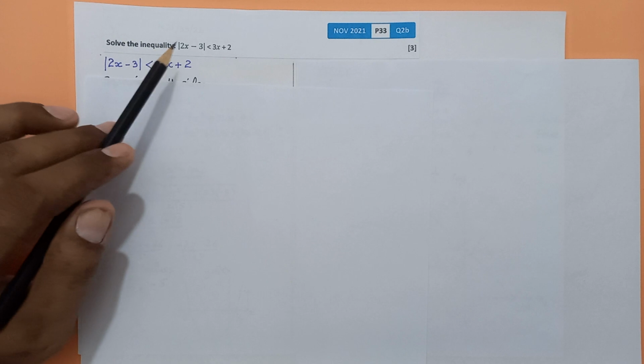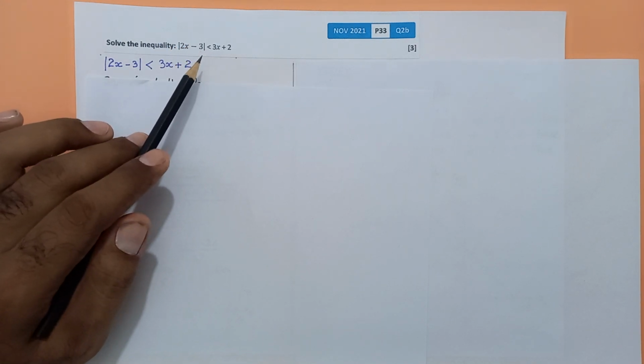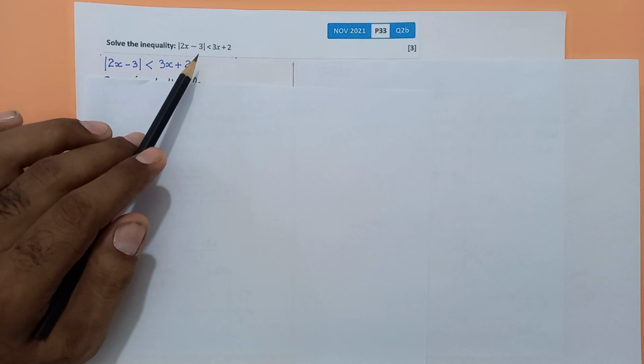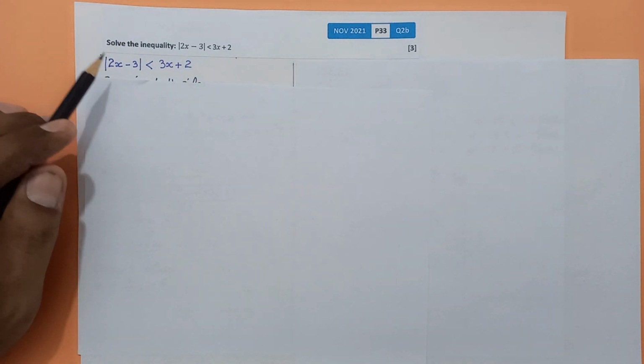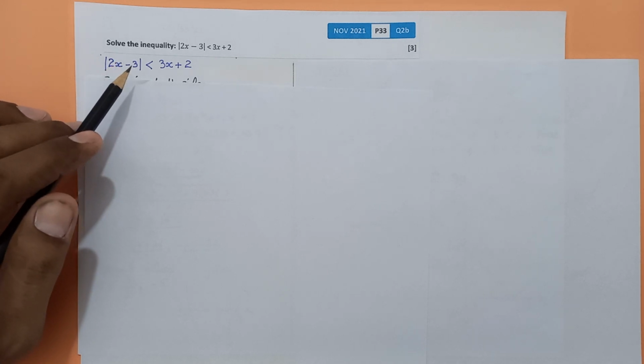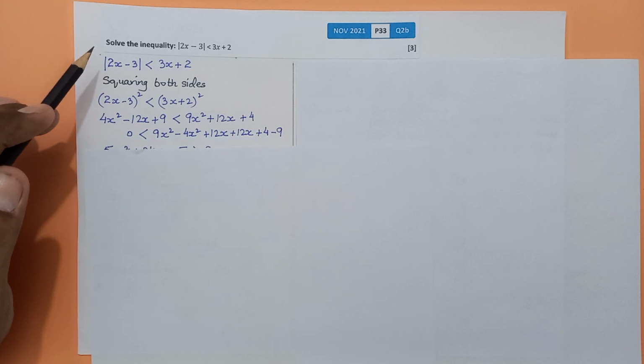We would be focusing on that. We do have two different methods to solve such kind of question. One is through the algebraic method and the other is through the graph. So first let us focus and work according to the algebra. The process is very simple. Just go for squaring both sides.